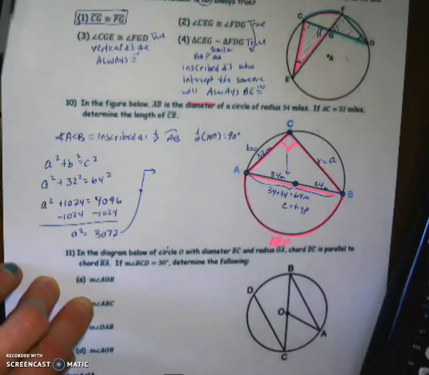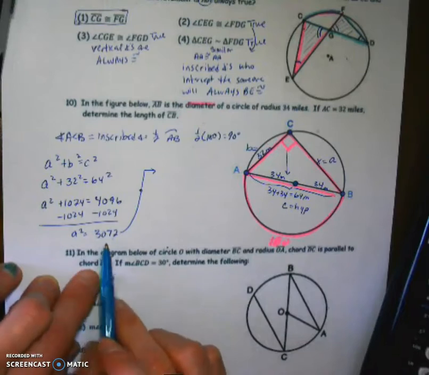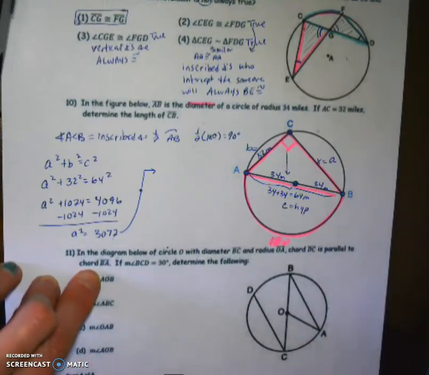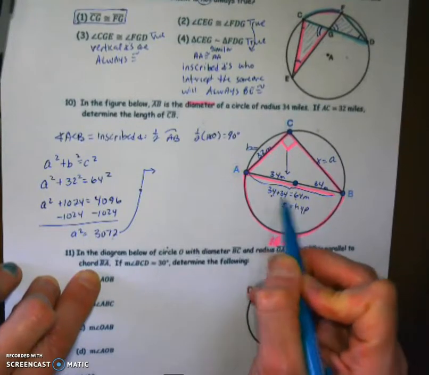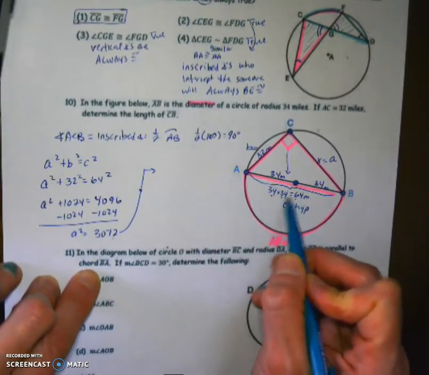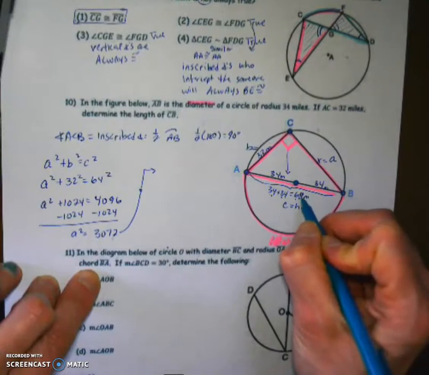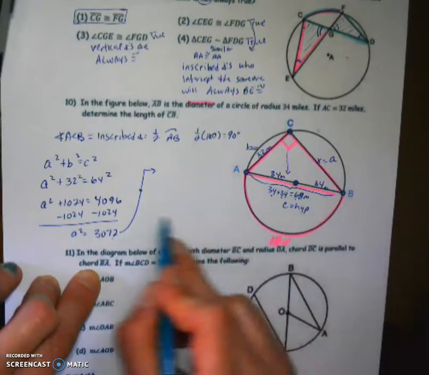Hold on. Back up one step. I made a mistake back here, didn't I? 34 plus 34 is not 64. 34 plus 34 is 68. I apologize over here. Let's go back to our Pythagorean theorem.